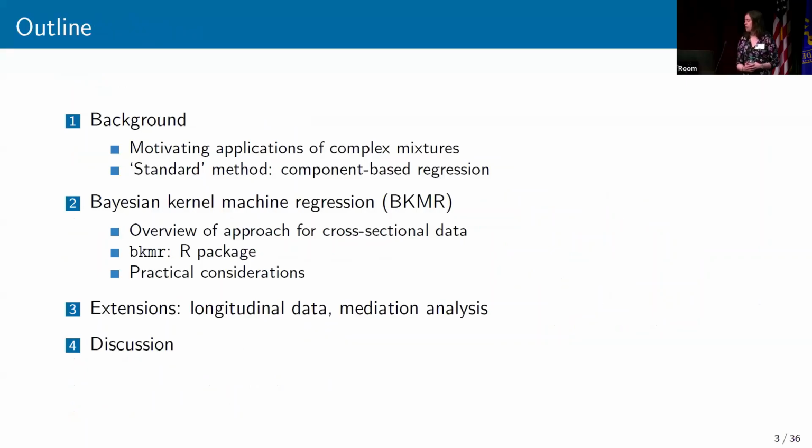So I'll first give some background, including a couple of motivating examples of settings where we wanted to look at complex mixtures and the challenges of those settings and how those motivated new methods. I'll talk about a default or standard method of doing a component-based regression. And then I'll introduce our Bayesian kernel machine regression or BKMR approach. And I'll spend a little bit of time talking about the approach in the simplest setting where you have a mixture at a single time point and an outcome at a single follow-up time point in this cross-sectional setting.